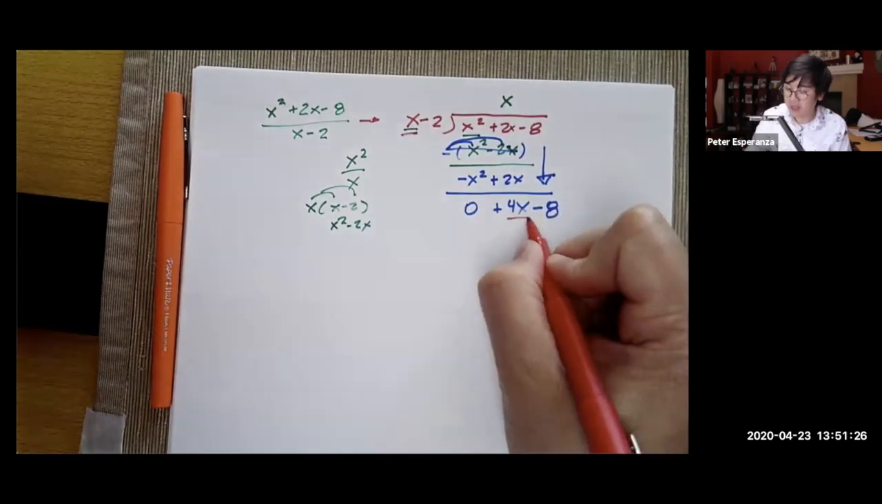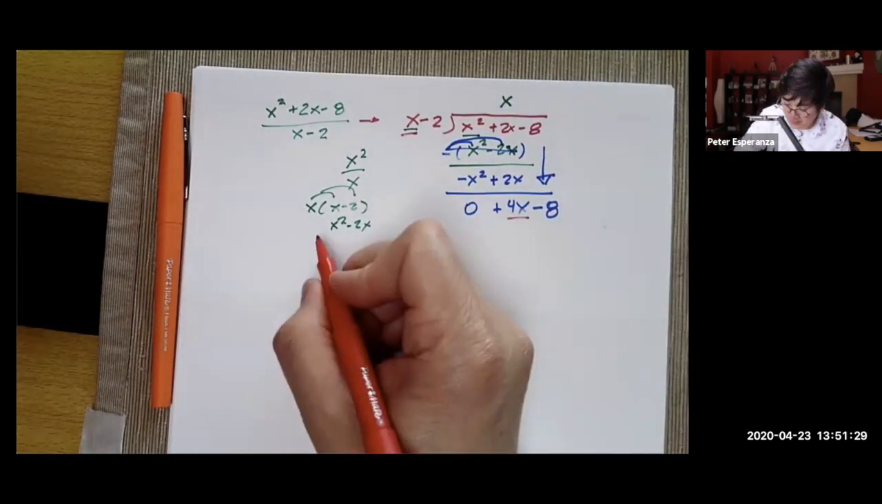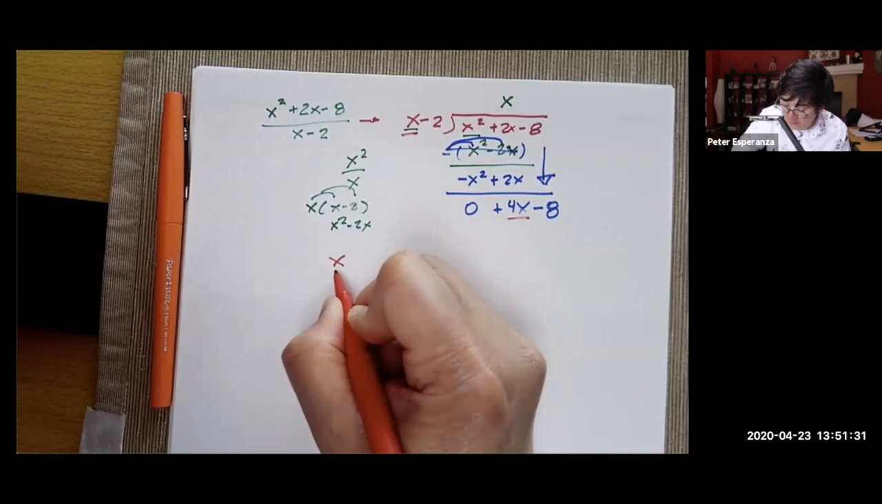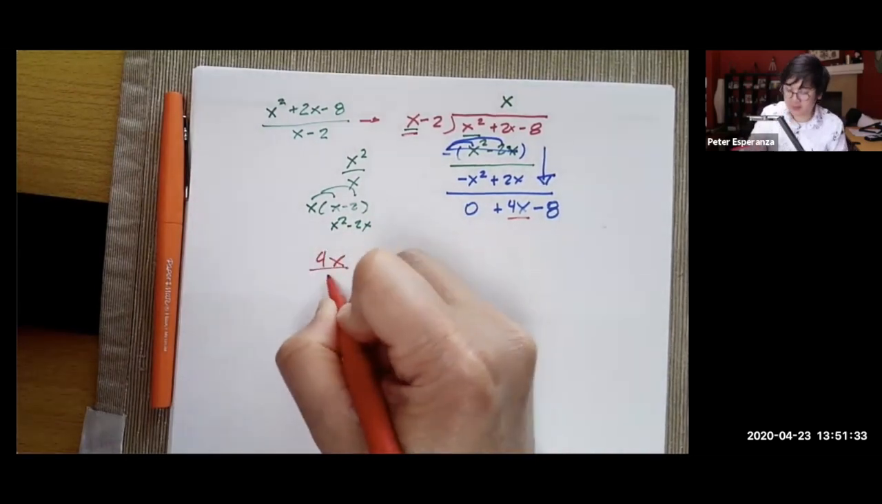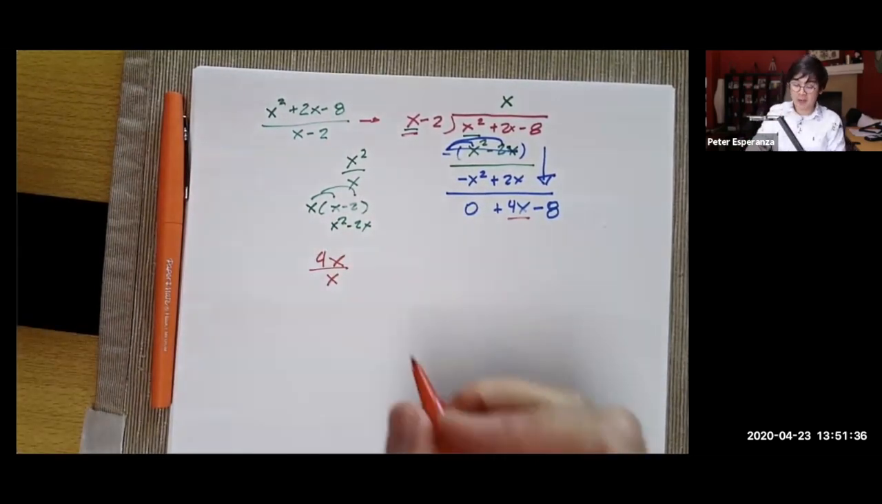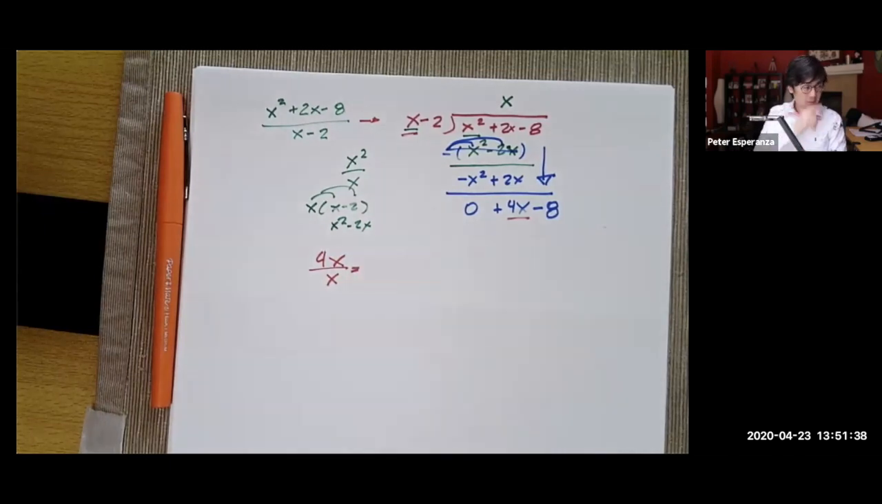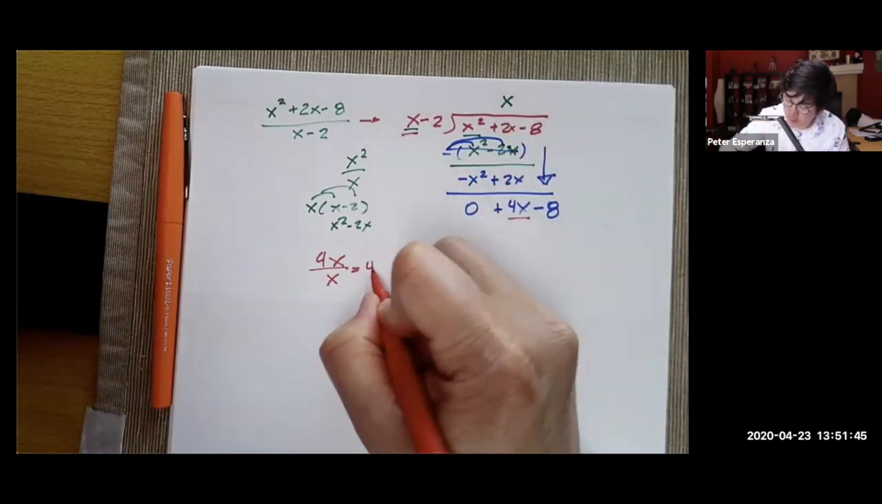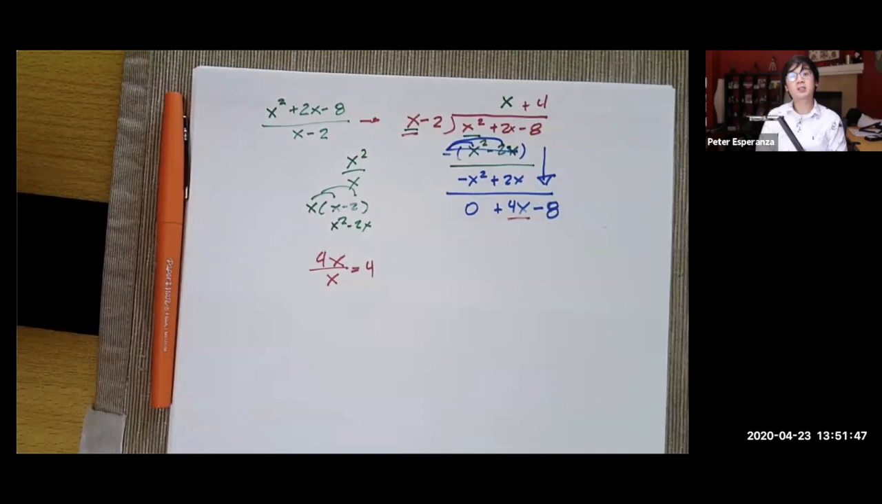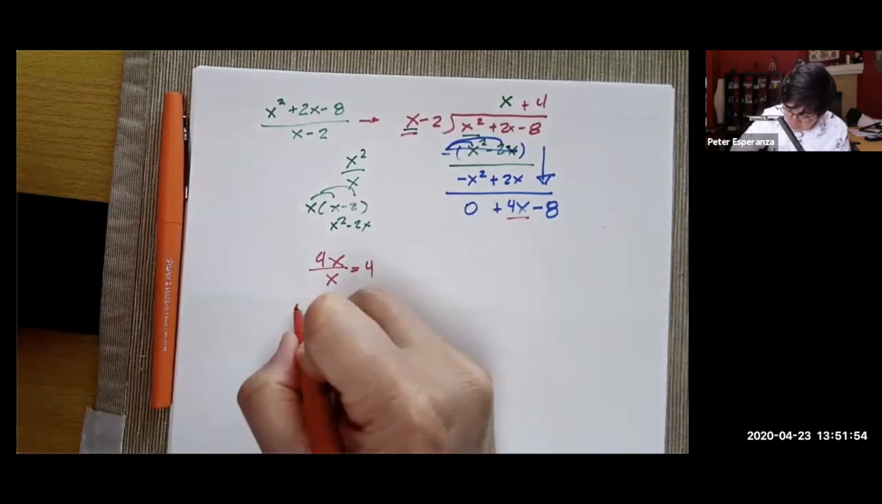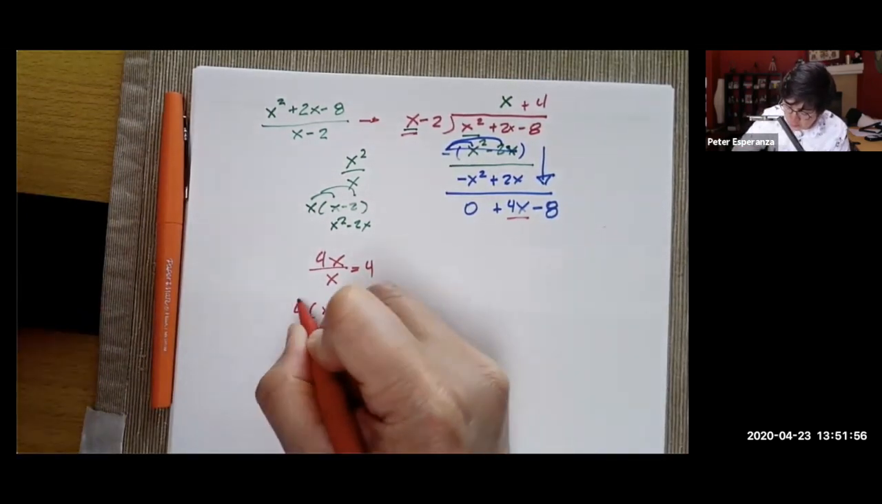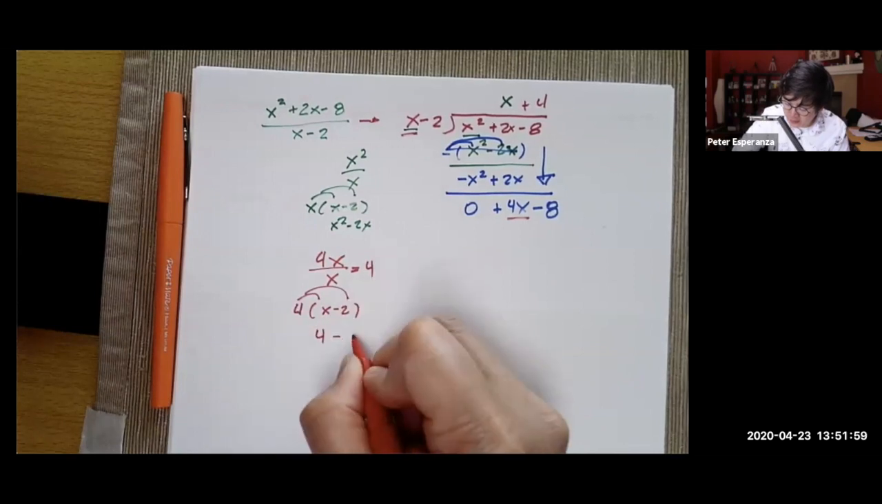So now we're going to divide x and 4x. 4x divided by x. So we're going to divide that. What is 4x divided by x? Type it in. And that is correct. It's 4, positive 4. So that is positive 4. And then what we're going to do next is multiply it back to x minus 2. So we have 4 times x minus 2. And we have 4x minus 8.